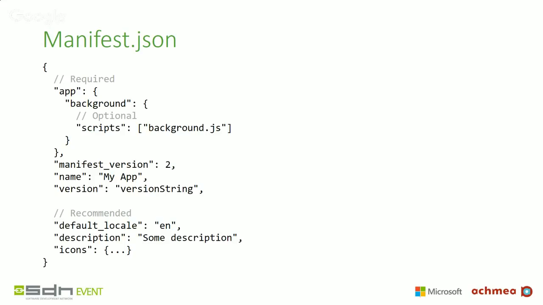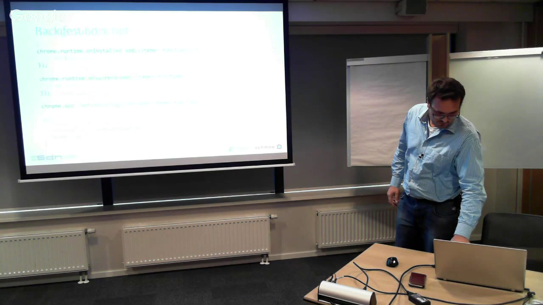It also must include a manifest version so that Chrome can actually parse the manifest in the right schema. Also the metadata of your app, like your version and your name, and description if you want, and the locale and icons. So it's a pretty straightforward definition of what your app is doing and what it includes.